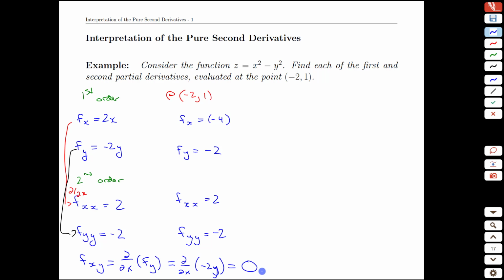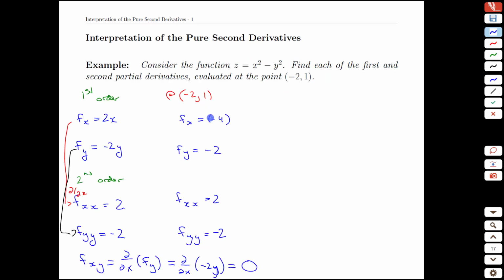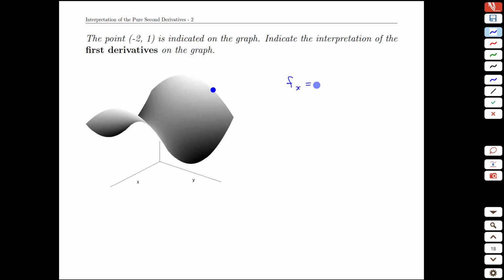At the point we're interested in, here are the first order partials, and here are the 3 second order partials for this function. Now we can take a graphical look at this, noting that our x partial derivative, going back, was negative 4, y partial derivative was negative 2. How is that reflected on our graph here? Well, remember that this point is the point negative 2, 1. And what we're talking about with the x partial derivative is a step in the positive x direction. We increase the x value.